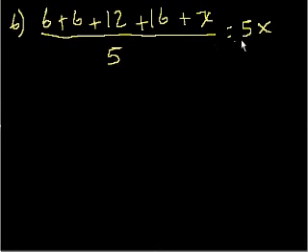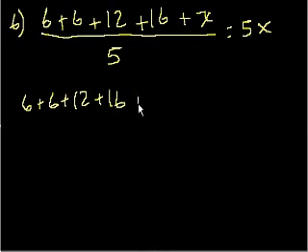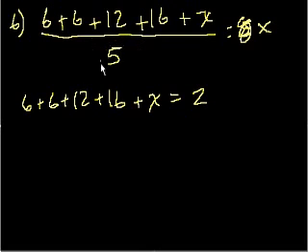So let's multiply both sides by 5. And I get 6 plus 6 plus 12 plus 16 plus x is equal to 20. Oh, what? Sorry. My brain is malfunctioning.